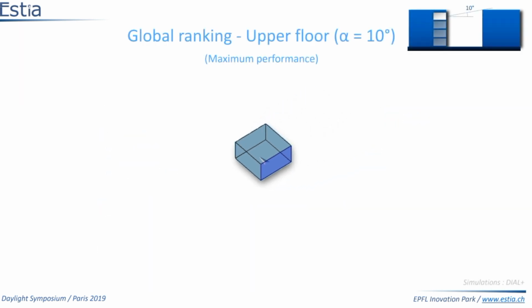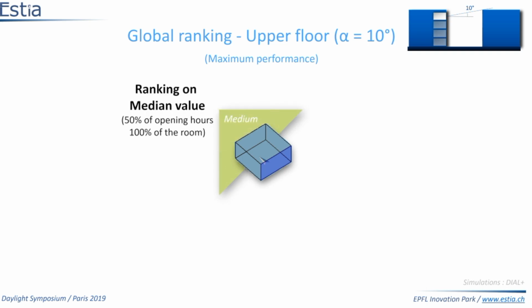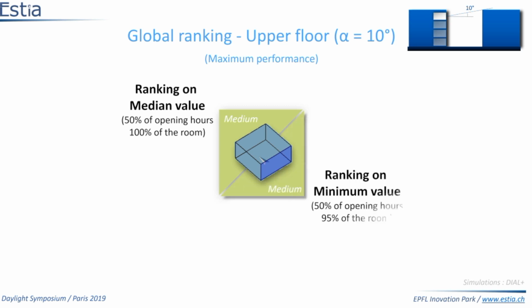Now, if we look at daylight provision, as mentioned by Werner, you have a ranking on median value and also a ranking on minimum value. Median value is examined on the wall surface, and minimum value is on 95% of the room. So this small room, which is fully glazed and not so deep, reaches the medium ranking for both median and minimum. So the global ranking for daylight provision is median.